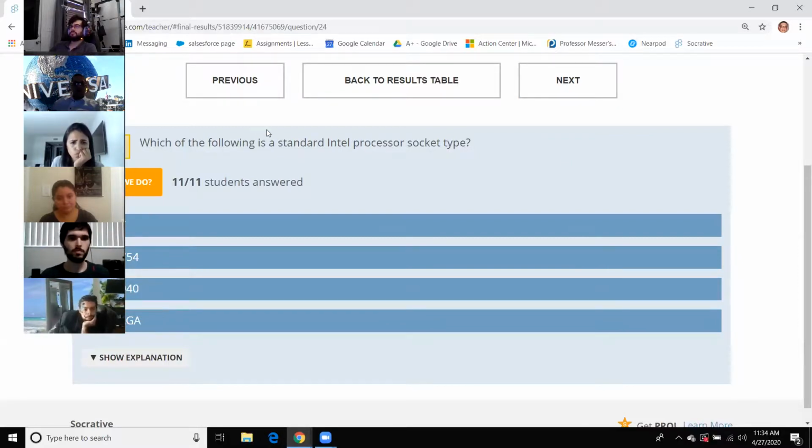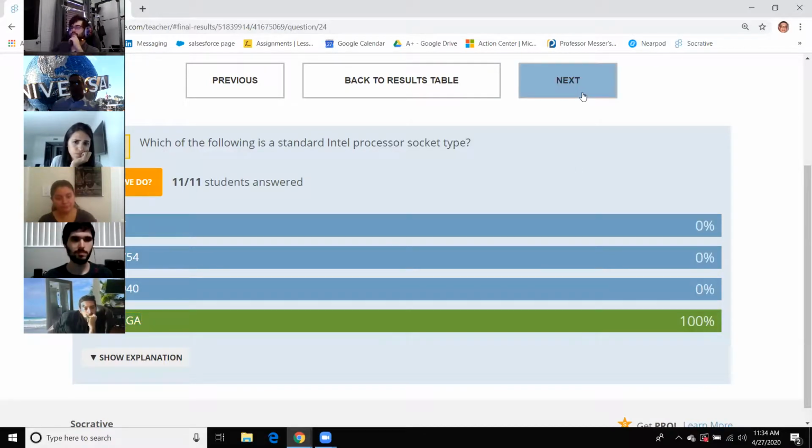Which of the following is a standard Intel processor socket type? LGA. D. Land grid array, we said. Correct.